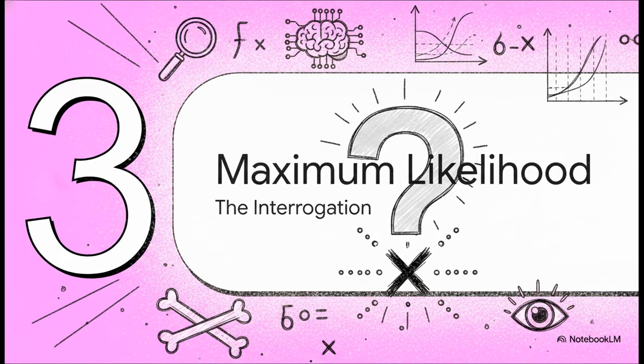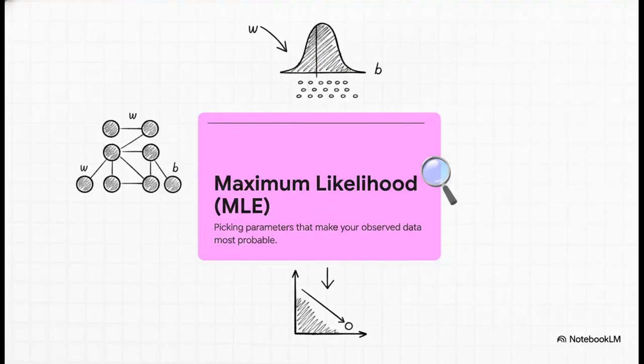All right, part 3, maximum likelihood estimation, the interrogation. This is the interrogation phase, where we extract the true identities of our loss functions using pure calculus. So what is maximum likelihood estimation, or MLE for short? Simply put, it's the mathematical mechanism of picking the model parameters, the weights and biases, that make your observed data the most probable. When you're training a neural network with gradient descent, you aren't just metaphorically trying to find a good fit. Under the hood, you are literally just running maximum likelihood estimation.